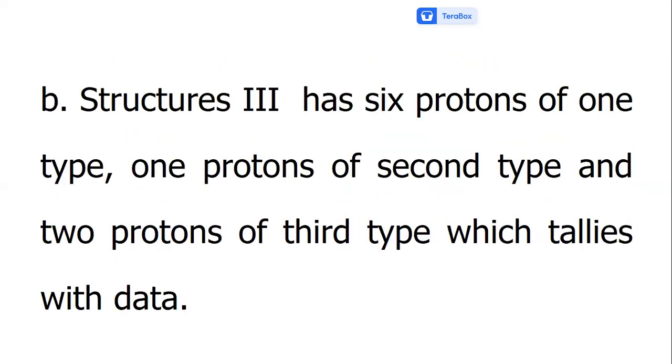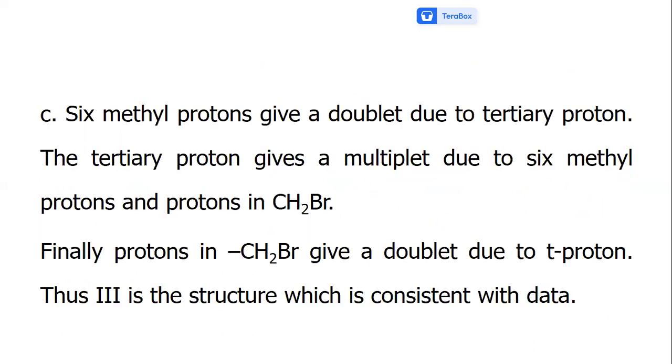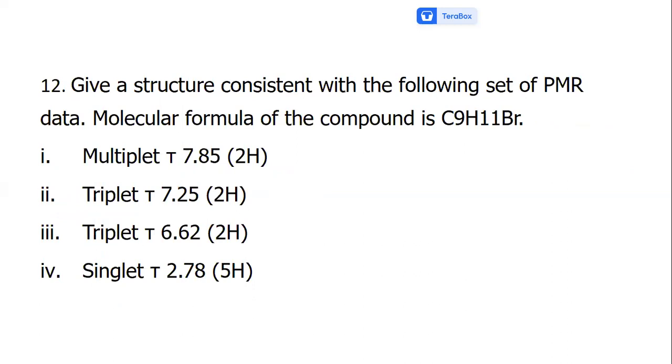Structure third has 6 protons of one type, 1 proton of a second type, and 2 protons of a third type, which tallies with the data. 6 methyl protons give a doublet due to the tertiary proton. The tertiary proton gives a multiplet due to 6 methyl protons and protons in CH2Br. Finally, protons in CH2Br give a doublet due to the tertiary proton. Thus, what is the structure which is consistent with the data?